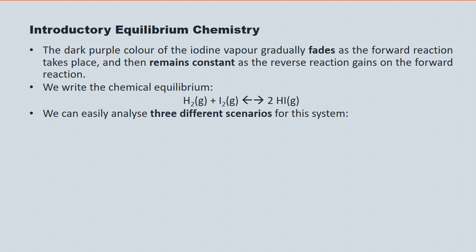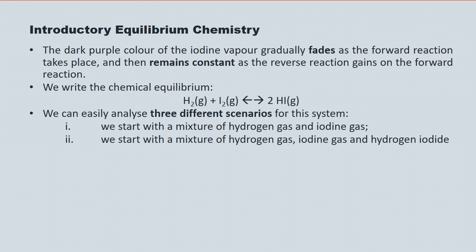And we can analyze this system using three different scenarios. The first scenario, we start with a mixture of the reactants in the forward direction, so hydrogen gas and iodine gas. In the second scenario, we start with a mixture of hydrogen gas, iodine gas, and the hydrogen iodide, so all three participants in the equilibrium are present to some degree. And in the third scenario, we start with just the hydrogen iodide alone.